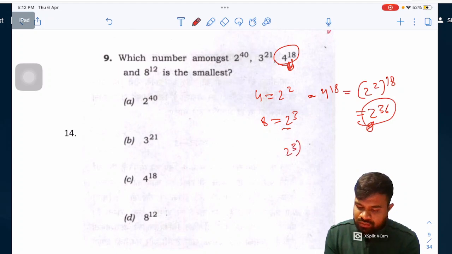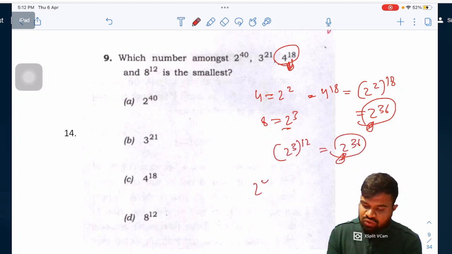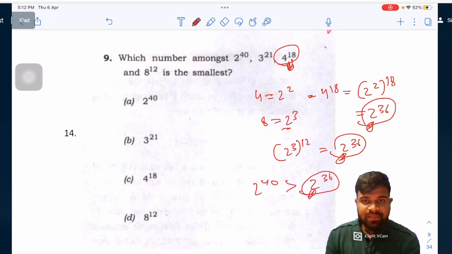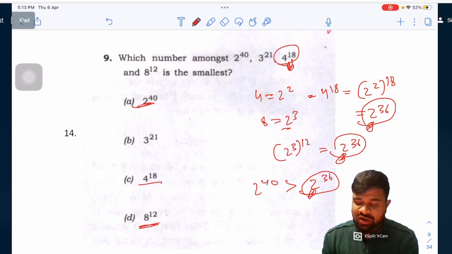Similarly, 2 cube to the power of 12 will also equal 2 to the power of 36. Now, 2 to the power of 40 is obviously greater than 2 to the power of 36. That is, now this number and this number are equal, and UPSC does not give us two options. We have already established that this number is larger than these numbers. So this will be our answer.